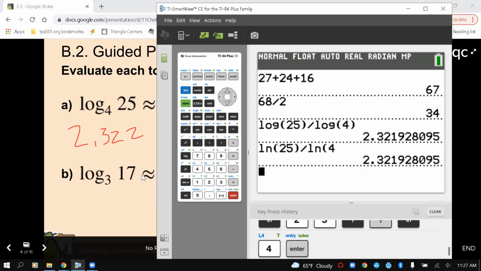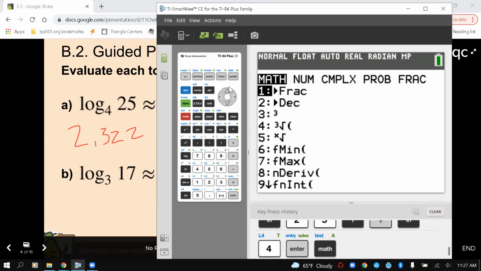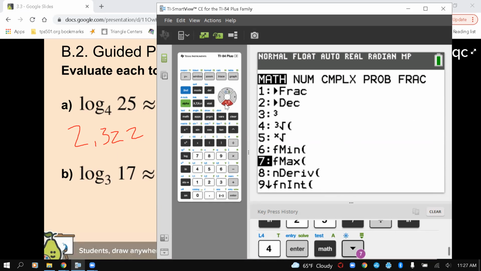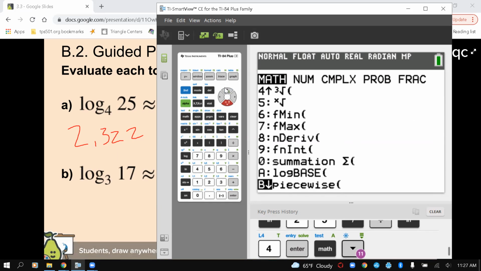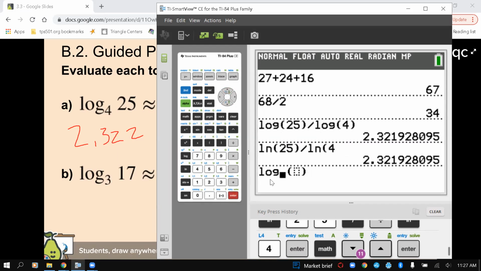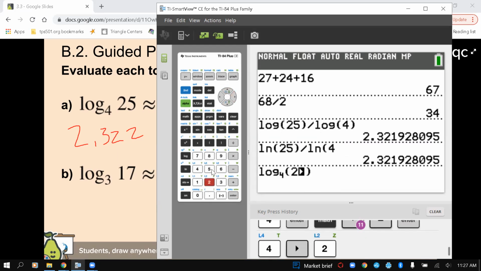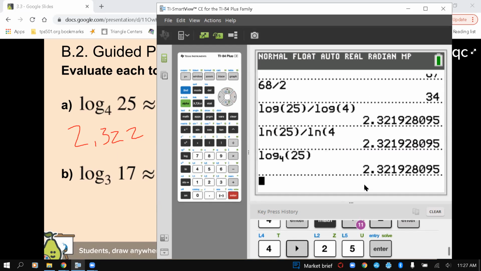Or if you're a fancy pants, you go math and then down to option A. Not all calculators have that. You have to have the newest version. If yours doesn't, I can update your calculator so it does. But if you do that, then it'll just let you type in the boxes. 4, 25, 2.322.